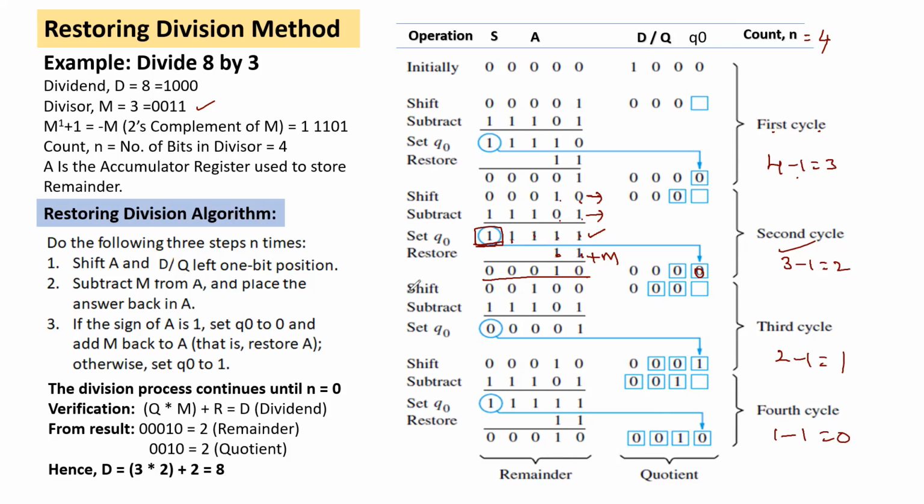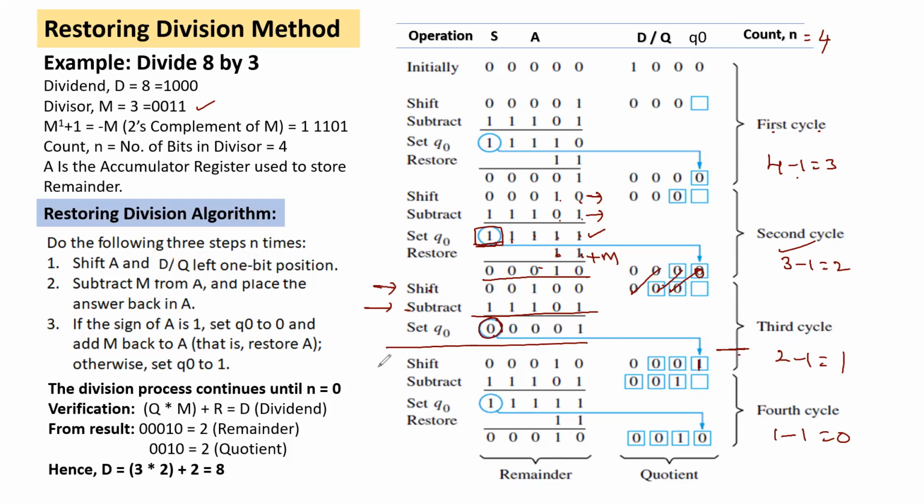Now we are at the third cycle. Again the shifting operation. Shifting means A and Q bits should be shifted towards the left side. Next the subtraction operation. After subtraction only, you have to check the sign bit value. This is 0. That means the dividend is completely divisible by the divisor. Then you should place 1 in the LSB position of the quotient. Now here there is no need to restore the previous remainder value, right? So with this the third cycle is completed.